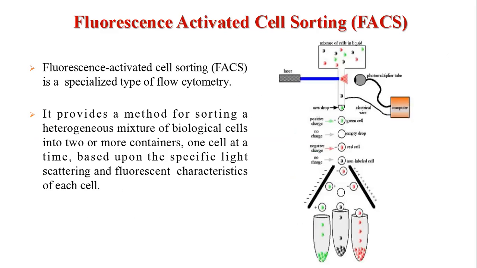First, this is how the experiment goes. Here is a mixture of cells. Now one by one the cells pass through and hit the laser beam. There is a photomultiplier tube that collects the signal, amplifies it, and delivers it to the computer. Now you have different types of filters: green filter, red filter, and blue filter is also there.